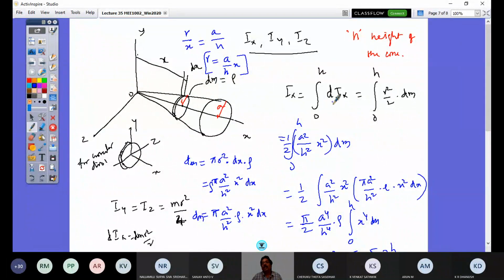Same way here, like dIx I put, dIy I'll put. So that would be m r squared by 4. I have to take that expression and do it. The important thing is that the axis here, the y-axis, is parallel to this y-axis. So I have to use my parallel axis theorem. So let me do that for Iy, and you can work out Iz and see that you get the same expression.